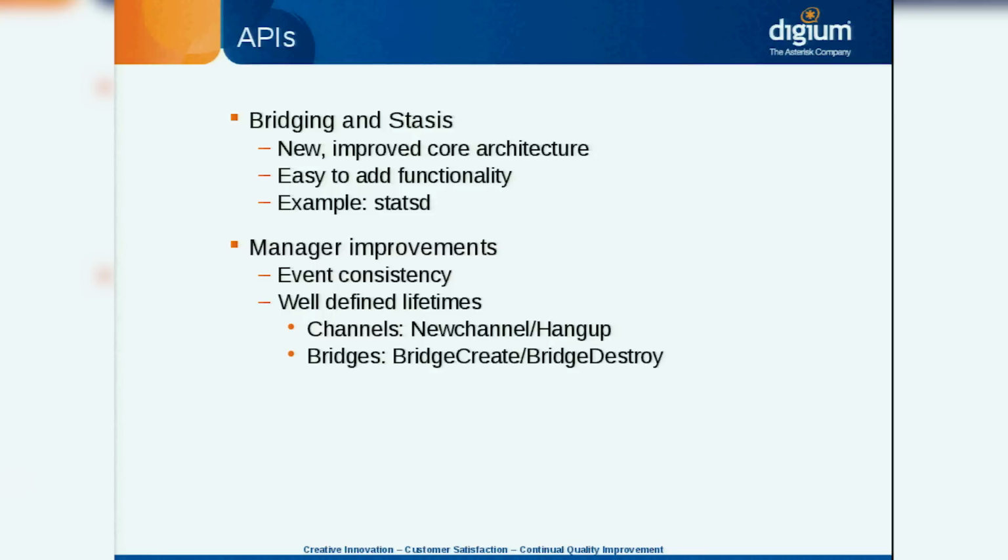A channel is always created via a new channel event. It's always destroyed via a hang-up. And there's nothing that changes about a channel, but you know it's still up and it's still working until you get that hang-up. With bridges, because they're now an object, we have a bridge creation and we have bridge destruction. So we know the lifetime of the path of communication between all participants in Asterisk, and there's never any confusion about what that is. But what else can we say about APIs?